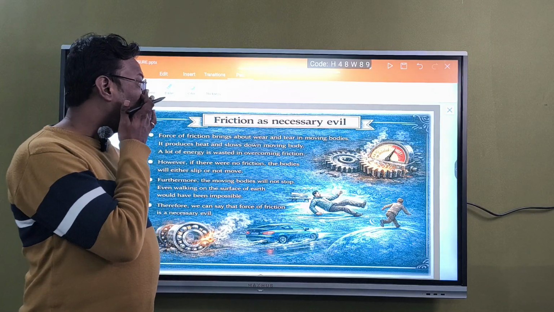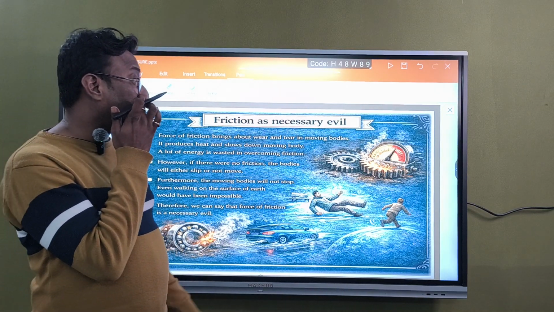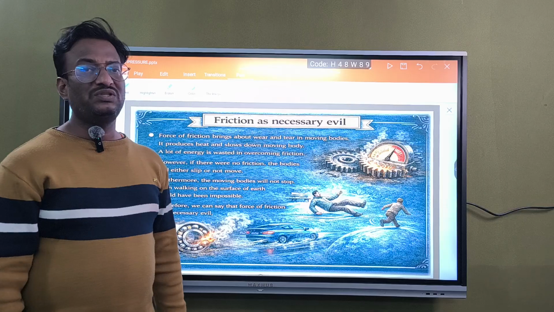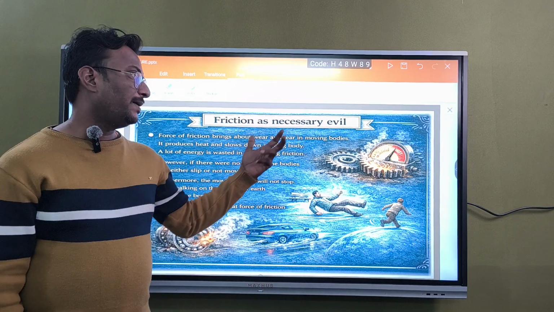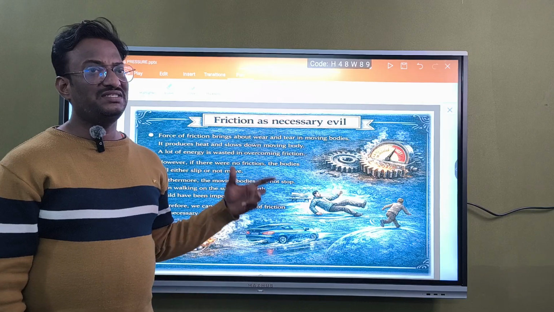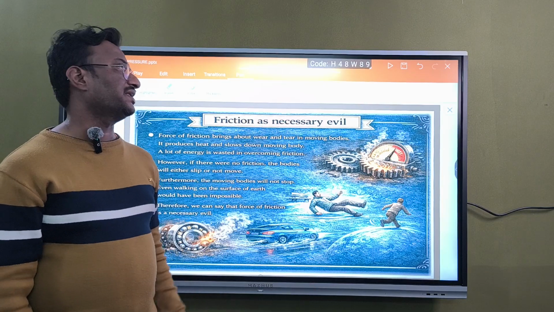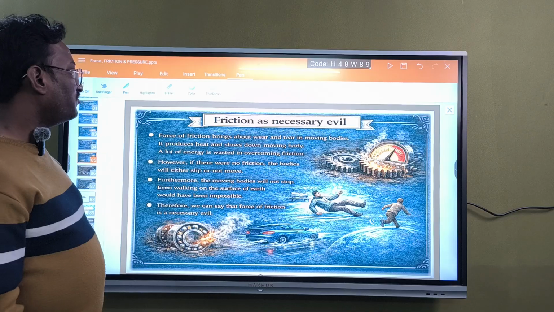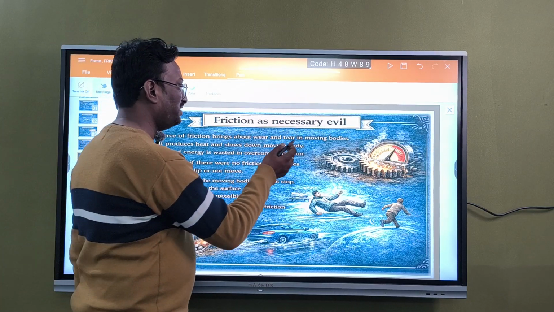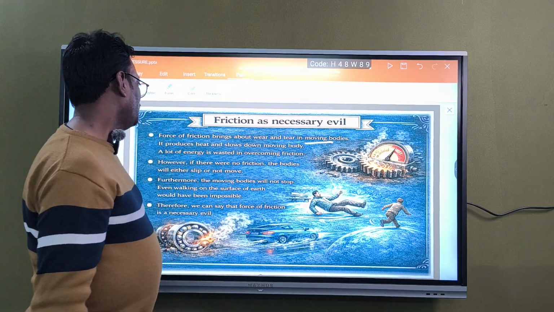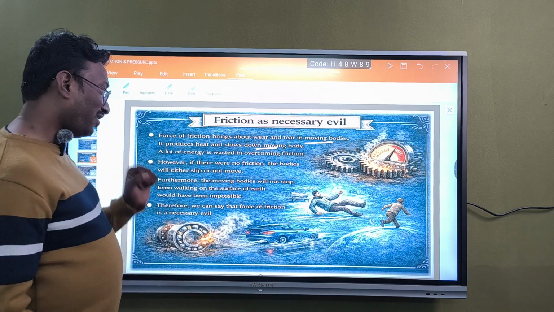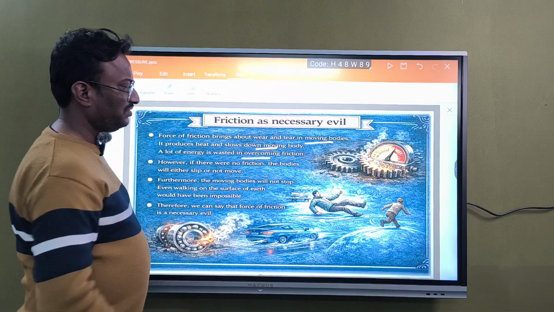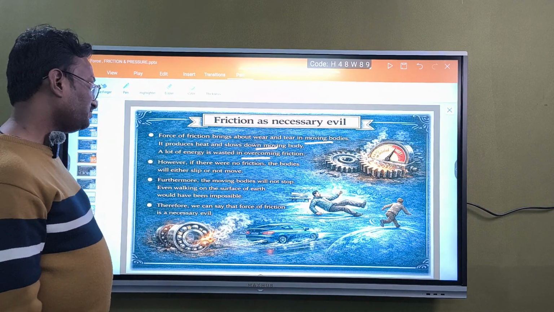Next thing, friction as a necessary evil. Though there are a lot of disadvantages in the case of friction, it is necessary. What is that? Force of friction brings about wear and tear in moving bodies. It produces heat and slows down the moving body. A lot of energy is going to be wasted. These are all the negatives.